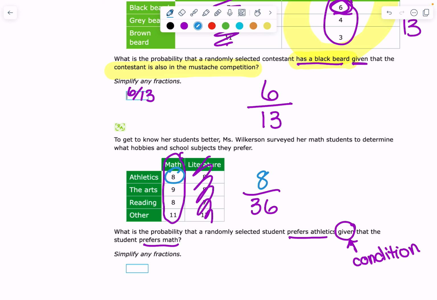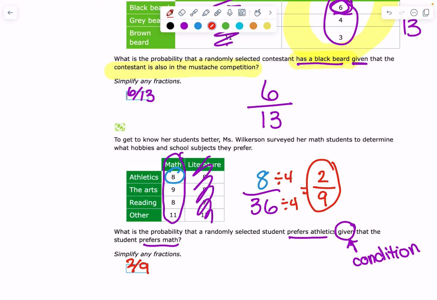So I showed a lot of us how to reduce fractions in the calculator, but just to remind us as well how to reduce fractions here, I'm looking for a common factor in both the numerator and the denominator. I'm looking here and I'm seeing, oh, I can divide 8 by 4, and I can divide 36 by 4. 8 divided by 4 is 2. 36 divided by 4 is 9. So that would simplify to 2/9.